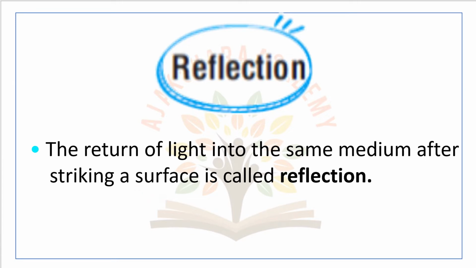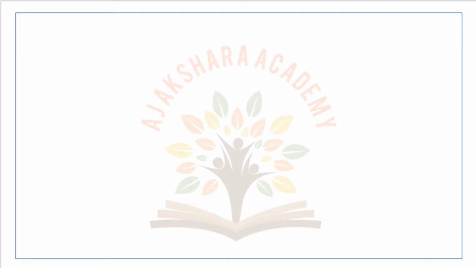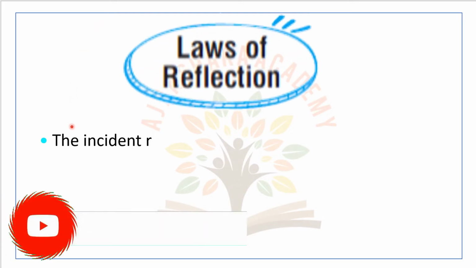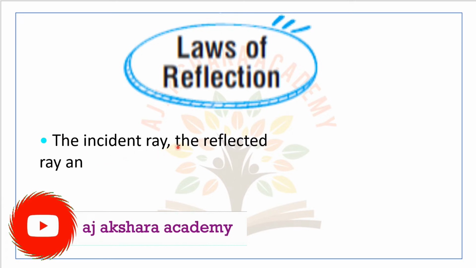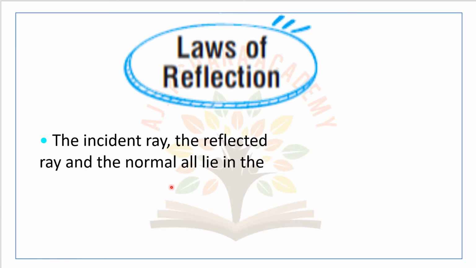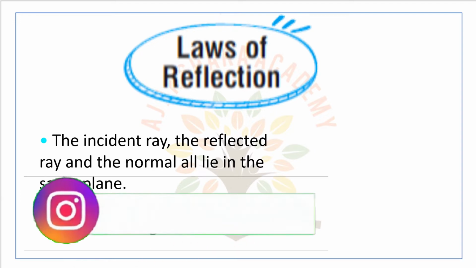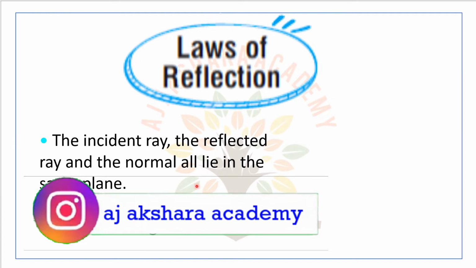Okay. Next we will discuss laws of reflection. First one, the incident ray, the reflected ray and the normal all lie in the same plane. The angle of reflection is always equal to the angle of incidence, or angle of incidence is always equal to the angle of reflection.